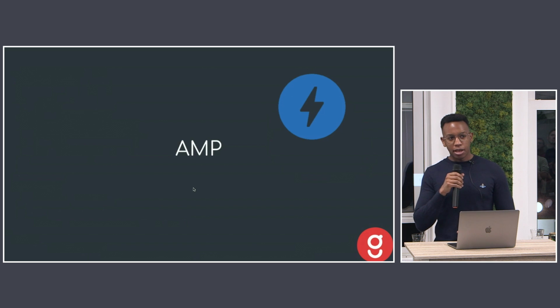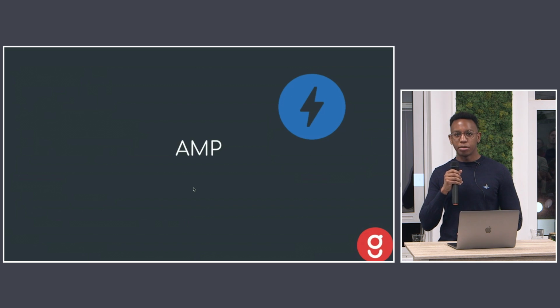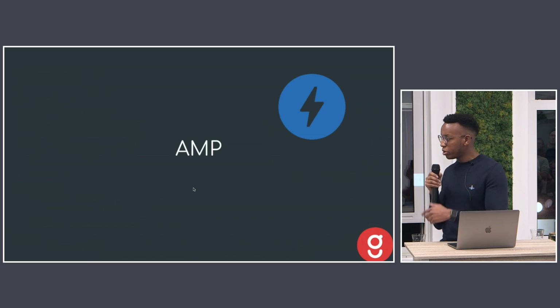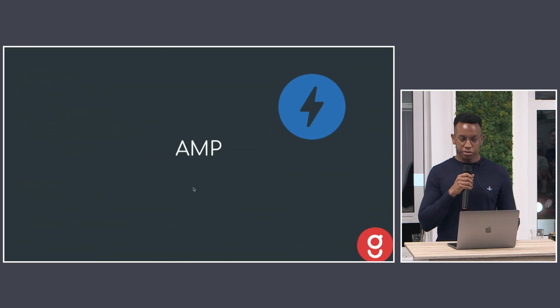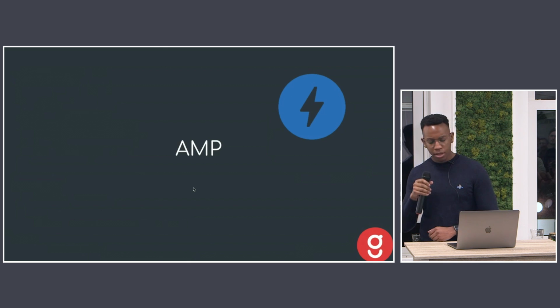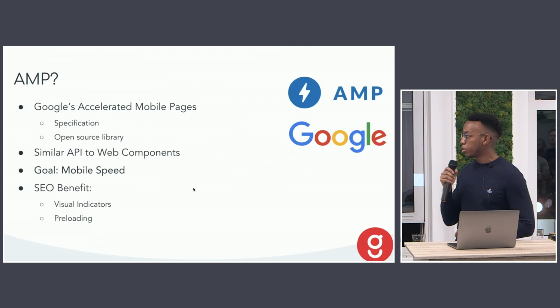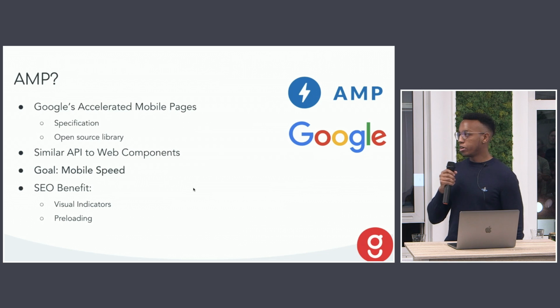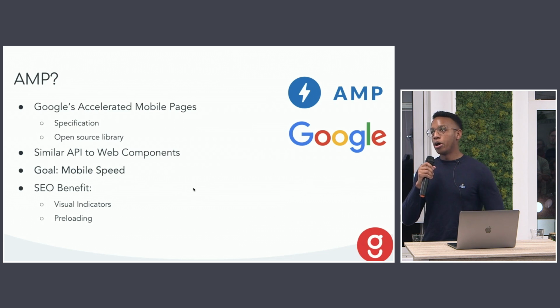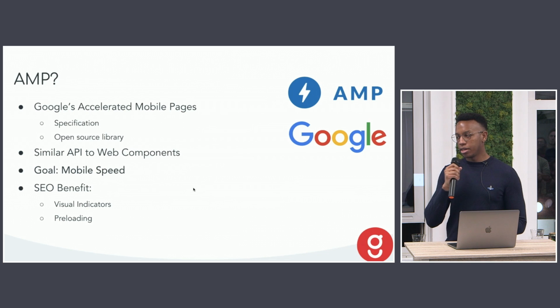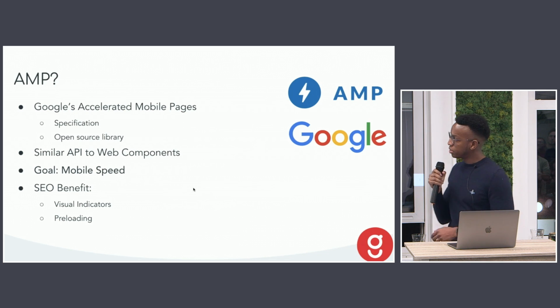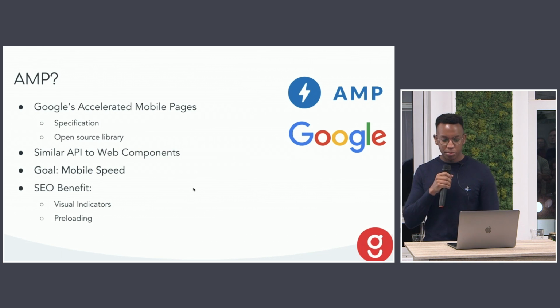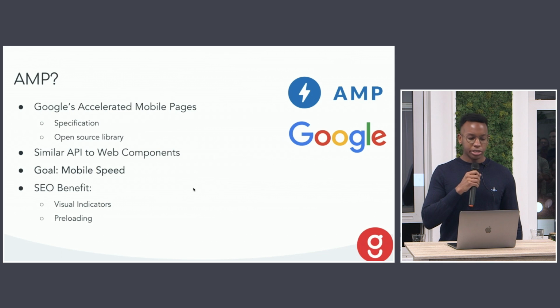So AMP, before I start, has anybody used AMP before? Cool, so a few of us in the room. I'll just go through it just so that everybody's kind of got a basis from which to understand this. Essentially, AMP stands for Accelerated Mobile Pages. It's a technology from Google. It's both a specification, so a way for pages to be validated against, as well as an open source library of components. Those components have a similar API to web components in their usage.